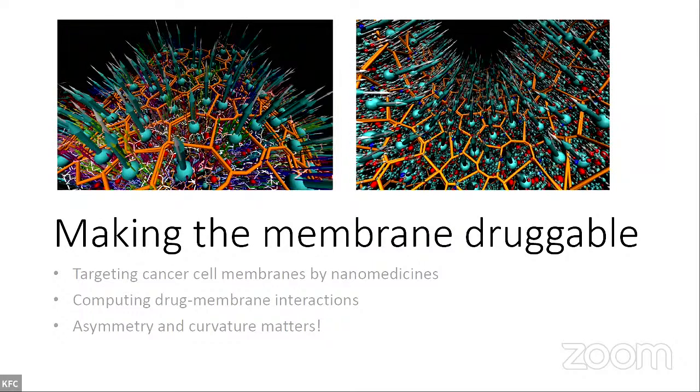Okay, now we know what we can do with the membrane composition, with monomer symmetry and the curvature. Now the main question: is it possible to make the membrane druggable? Let's speak about only cancer membranes for now, because they're the most different from the normal ones. Is it possible to target cancer membranes by some kind of medicines? And can we compute drug membrane interaction and how asymmetry and curvature matter?